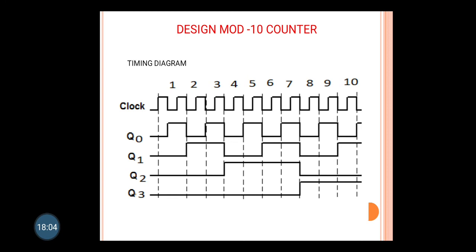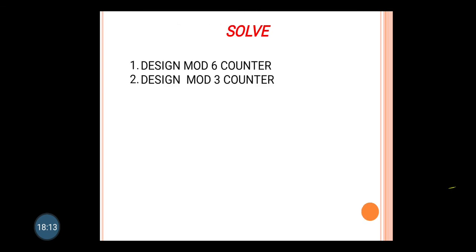This is the timing diagram of the mod 10 counter. Only 10 clock pulses are needed, and Q0, Q1, Q2, Q3 are drawn. You have to solve: design a mod 6 counter, design a mod 3 counter. Thank you.